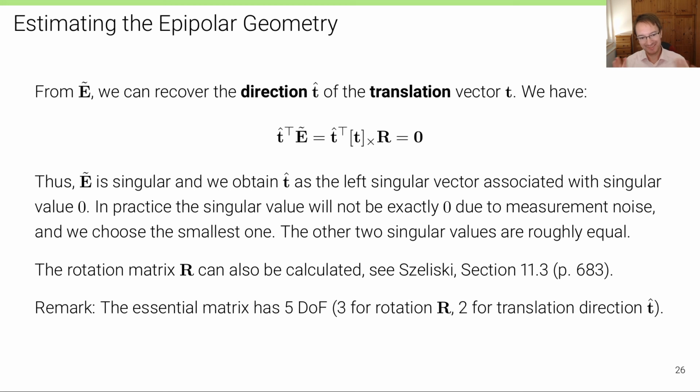Final remark, the essential matrix has 5 degrees of freedom because there are 3 for the rotation and 2 for the translation, as we don't know the absolute scale, but just the direction. So in theory, you don't even need 8 correspondences. You can get away with fewer, and there are algorithms for computing this with fewer correspondences, but they are not as simple as just a singular value decomposition as we have done here.